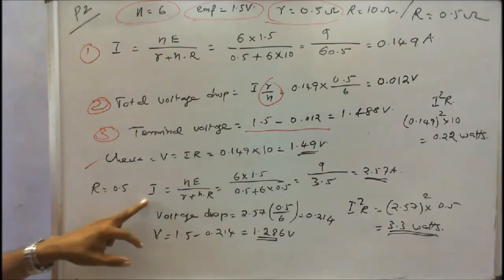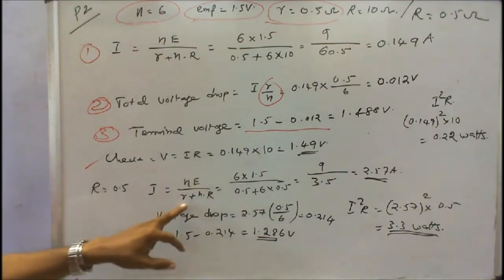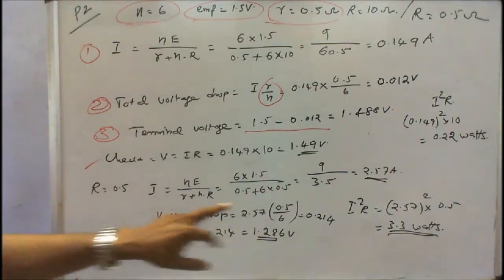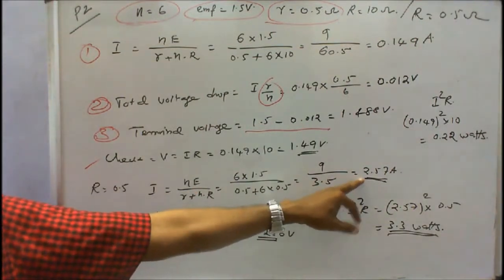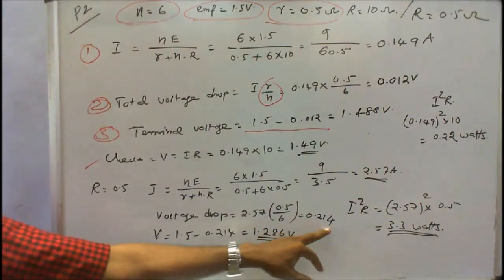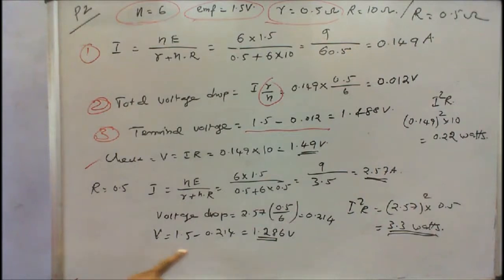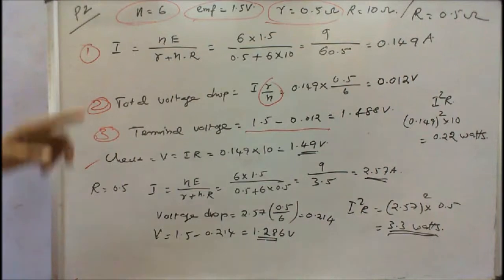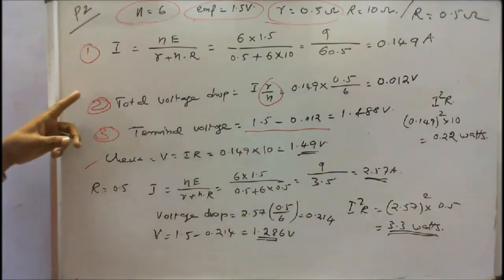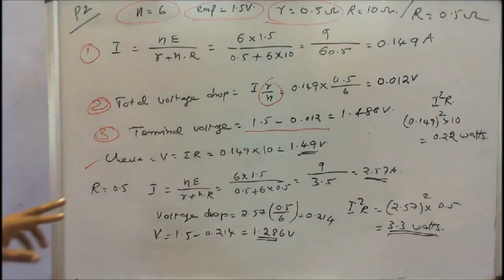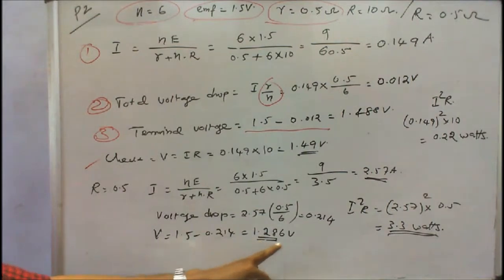Now I calculate the current. I is equal to N into E divided by (r plus N into capital R). Substituting in the formula, I is equal to 2.57 amps. I have found the voltage drop, which becomes 0.214. Therefore terminal voltage is 1.286 volts. When the load resistance is 10, the terminal voltage is 1.488 volts. When the load resistance is 0.5, the terminal voltage is 1.286.